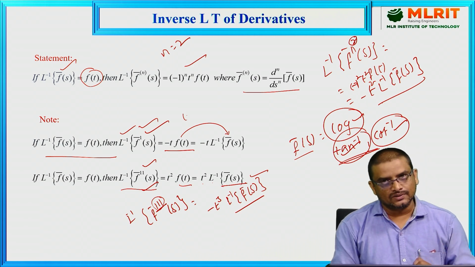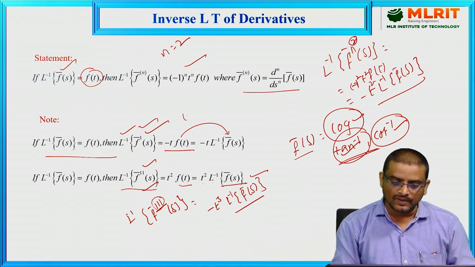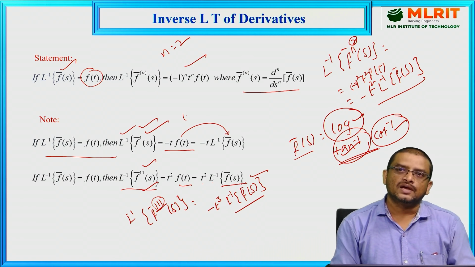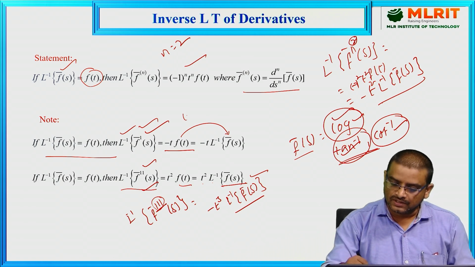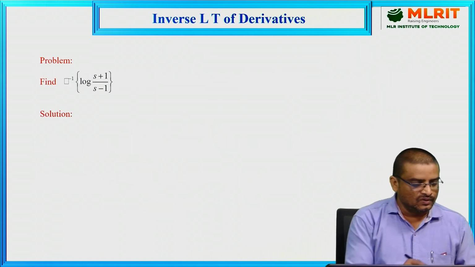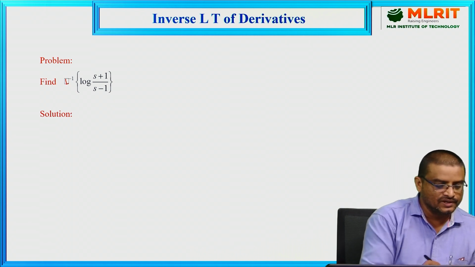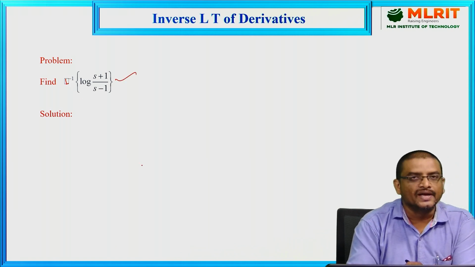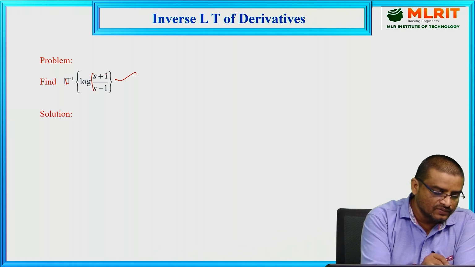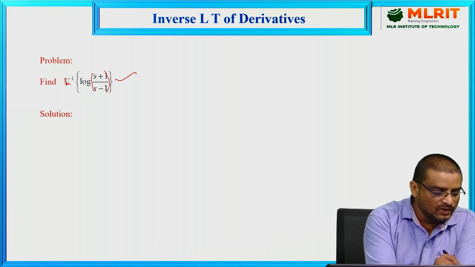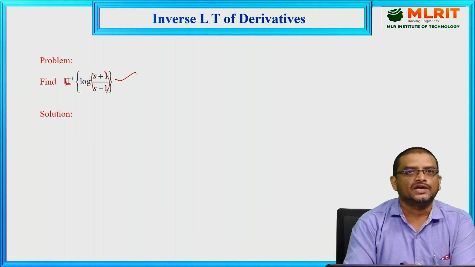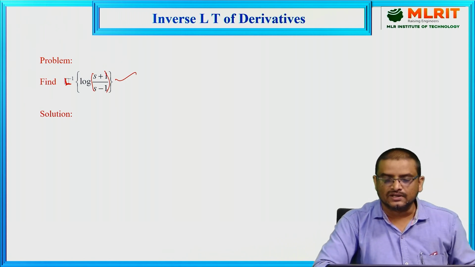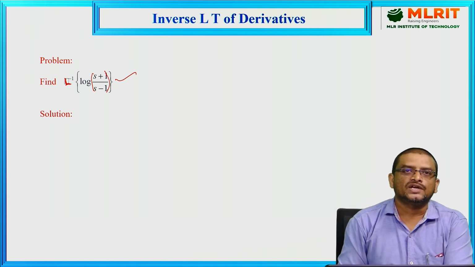Now let us take one by one how we can apply this inverse Laplace transform of derivative for the logarithmic function, for the tan inverse function, for the cot inverse function. Let us take the first, the logarithmic function. Find L inverse of log of (s plus 1) by (s minus 1). This is a logarithmic function, and we are going to find its inverse Laplace transform. How can you find this inverse Laplace transform? Let us see, by using the inverse Laplace transform of derivative.